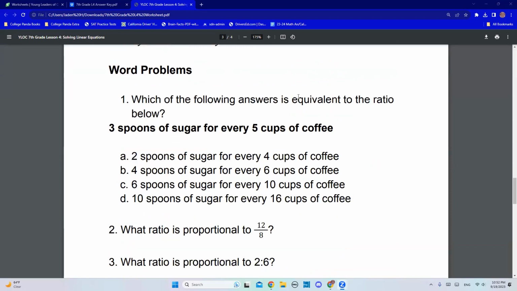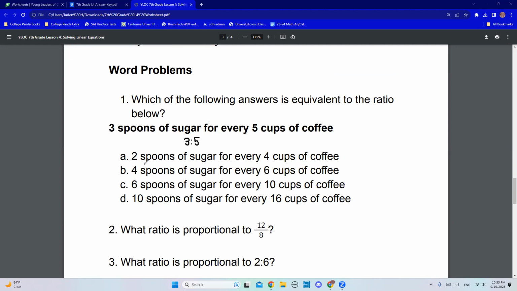And the last one, which of the following answers is equivalent to the ratio below? 3 spoons of sugar for every 5 cups of coffee. So the ratio here is 3 to 5. 3 things of something for 5 things of something.